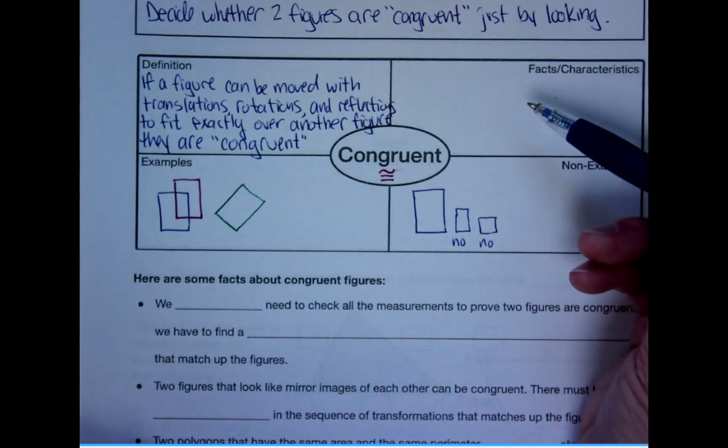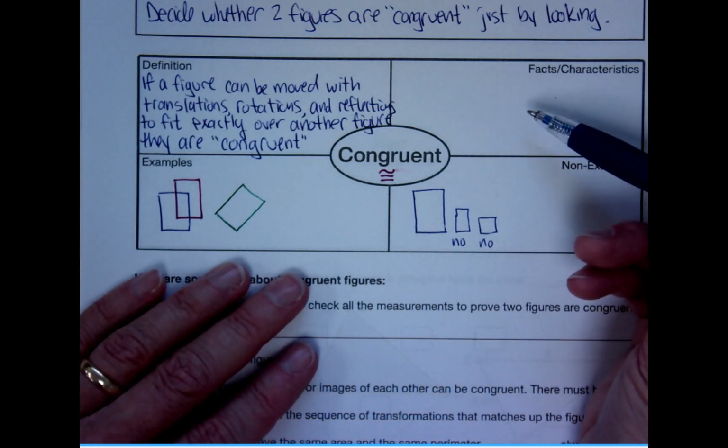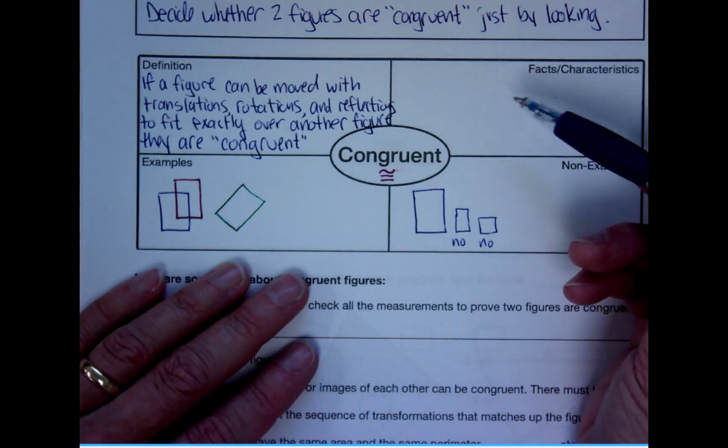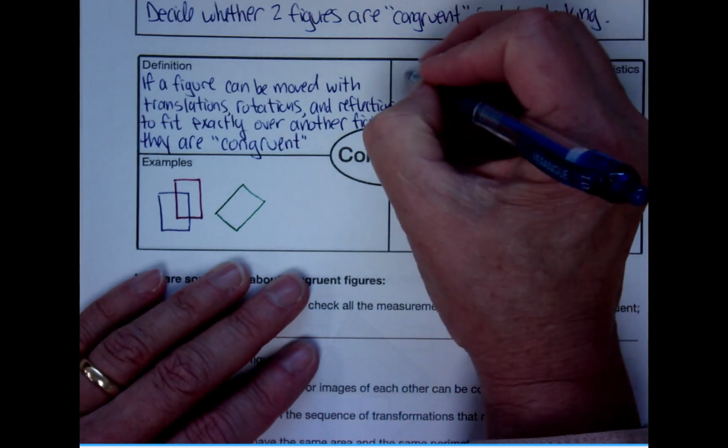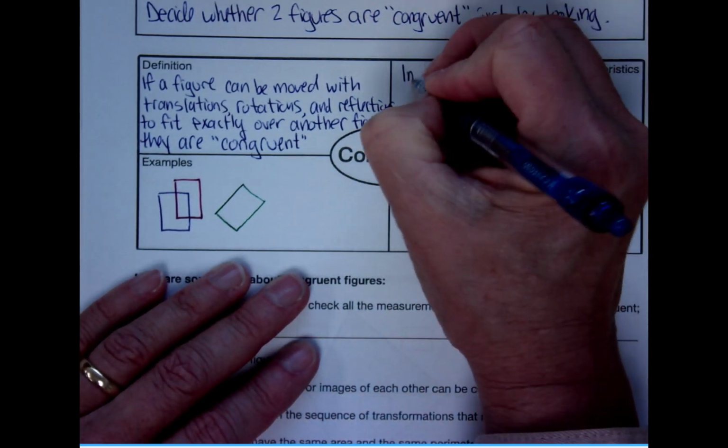One last little thing we're going to say about congruent figures. In congruent polygons, those are closed shapes.